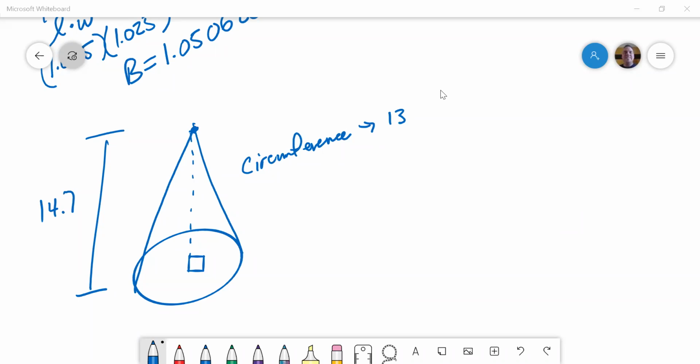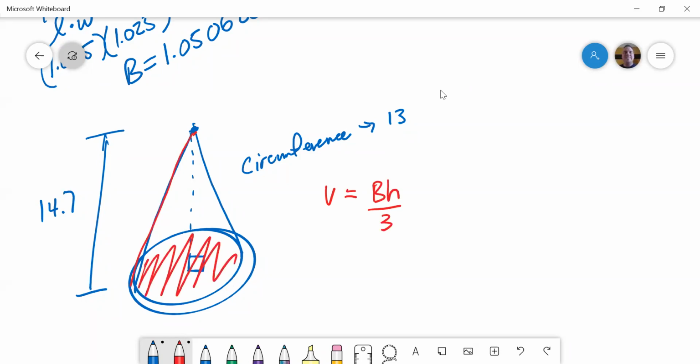I'm sorry. So I have a right cone right here. It's got a height of 14.7 and a circumference of 13. Remember, circumference just means the distance around a circle. Guys, to find the volume of this object, it's the same thing. It's the area of the base times the height, and we have to divide it by 3 because it's pointed. We only have one base, right? It's not like the cylinder that had 2 bases. That's different. You don't divide by 3 there, okay?